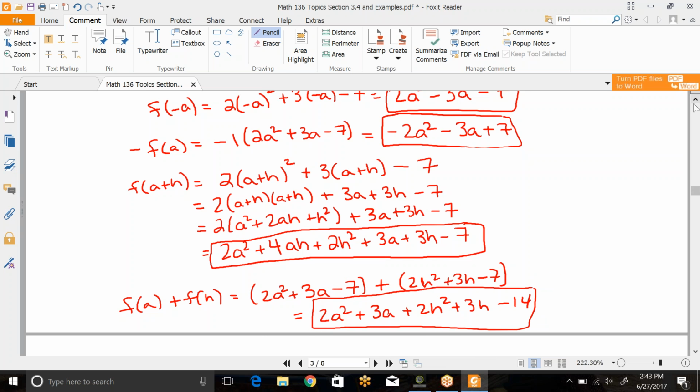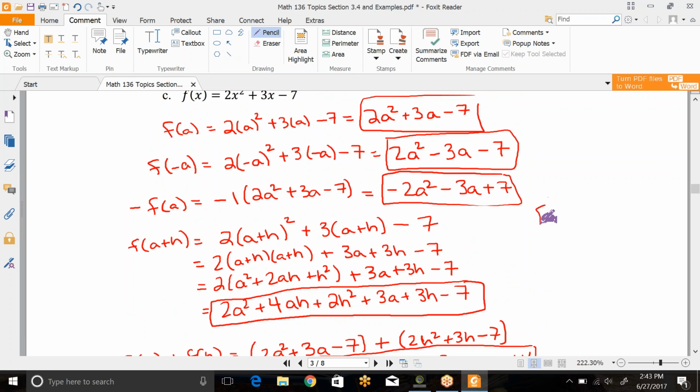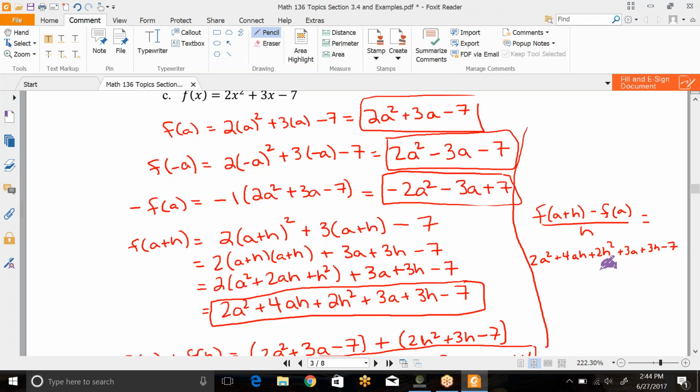And then our last part, remember, is the big fraction that combines some of those. So f of a plus h minus f of a all over h. So sort of do this one over here to the side. We would take the f of a plus h, which is this big long answer. That's going to be part of our top. It's kind of long. And then also on top we have negative f of a. And that's all over h, so I ran out of room, so I had to stack some of that.